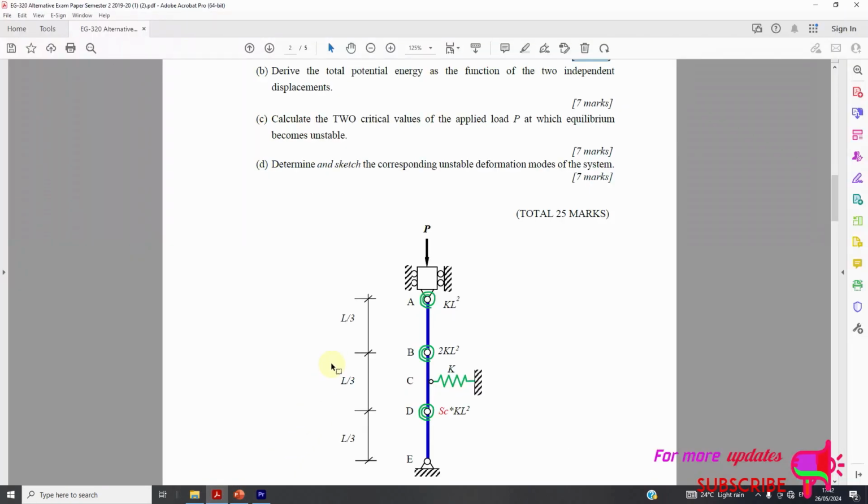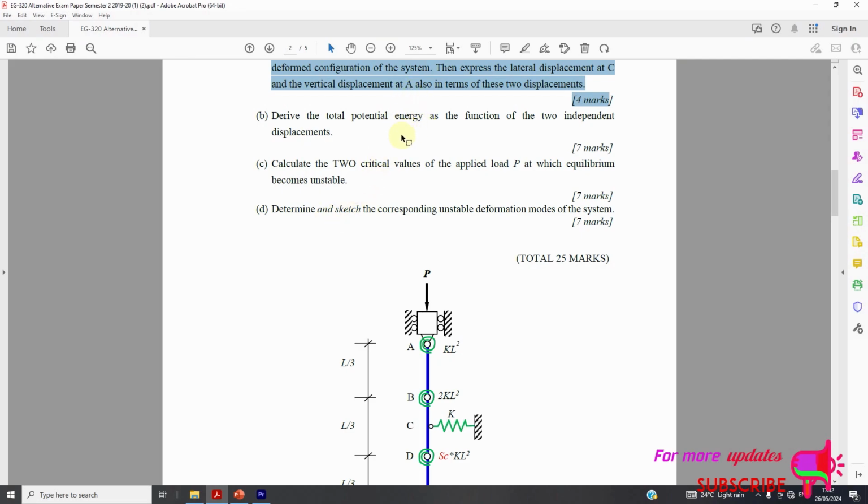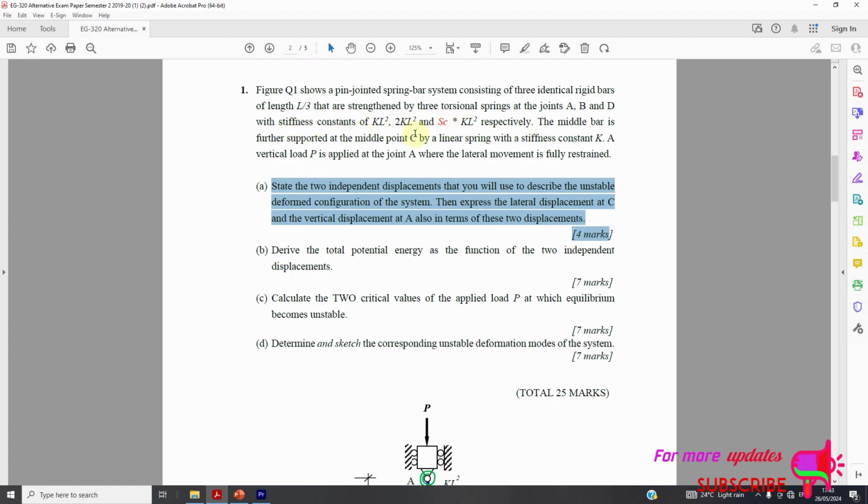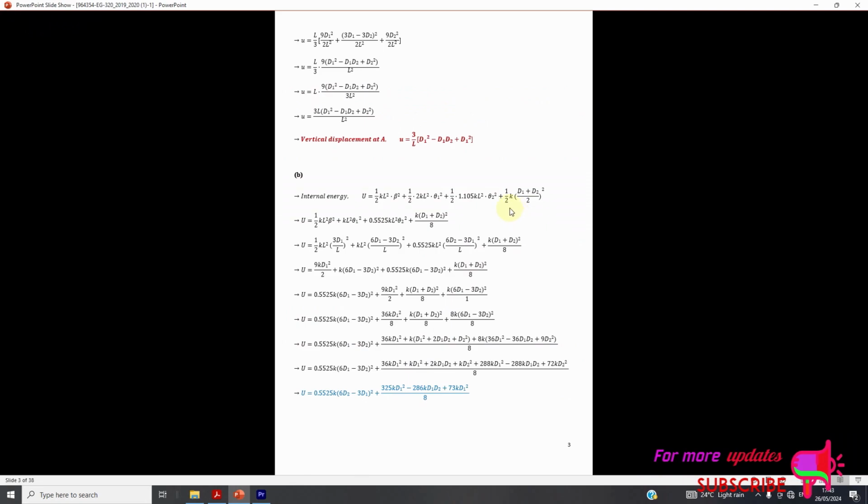Question number 2. Now derive the total potential energy TPE as a function of the two independent displacements. Now the internal energy should be equal to U is equal to half K L squared multiplied by beta squared plus, now based on the formulas we derived up here, 2L squared multiplied by angle beta squared plus half into the constant, the stiffness constant, which we found to be 1 point. Now this one is based on our stiffness constants, plus half k into bracket d1 plus d2 over 2, all of that squared.